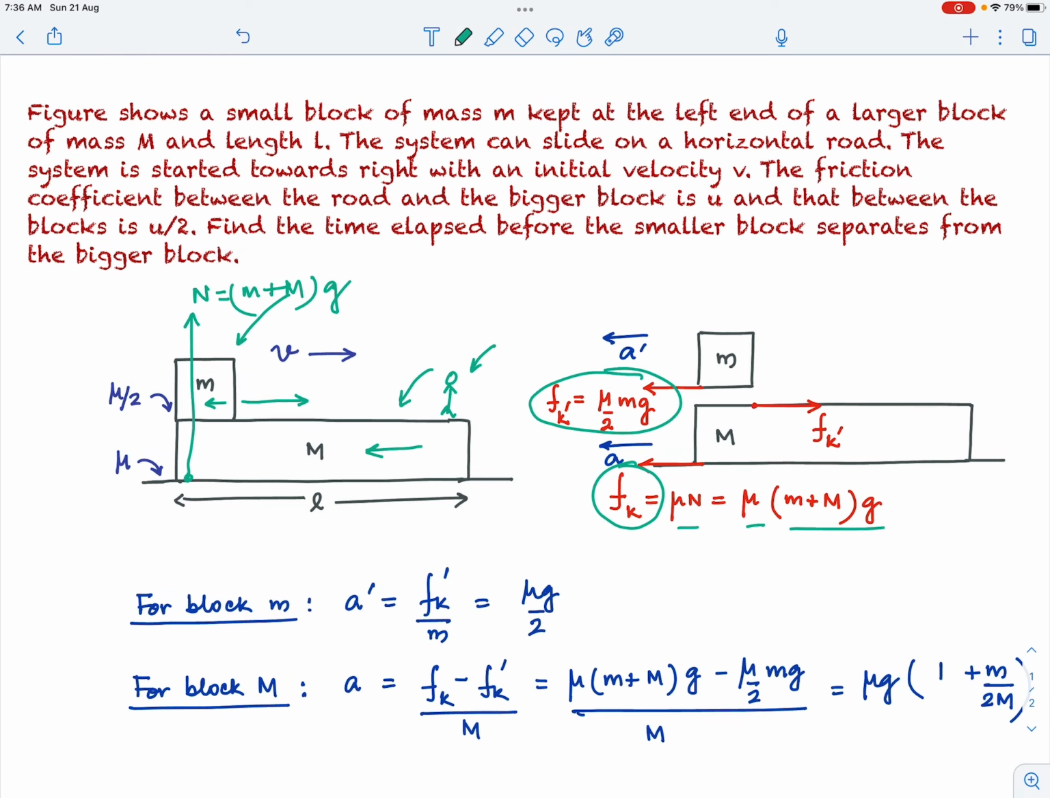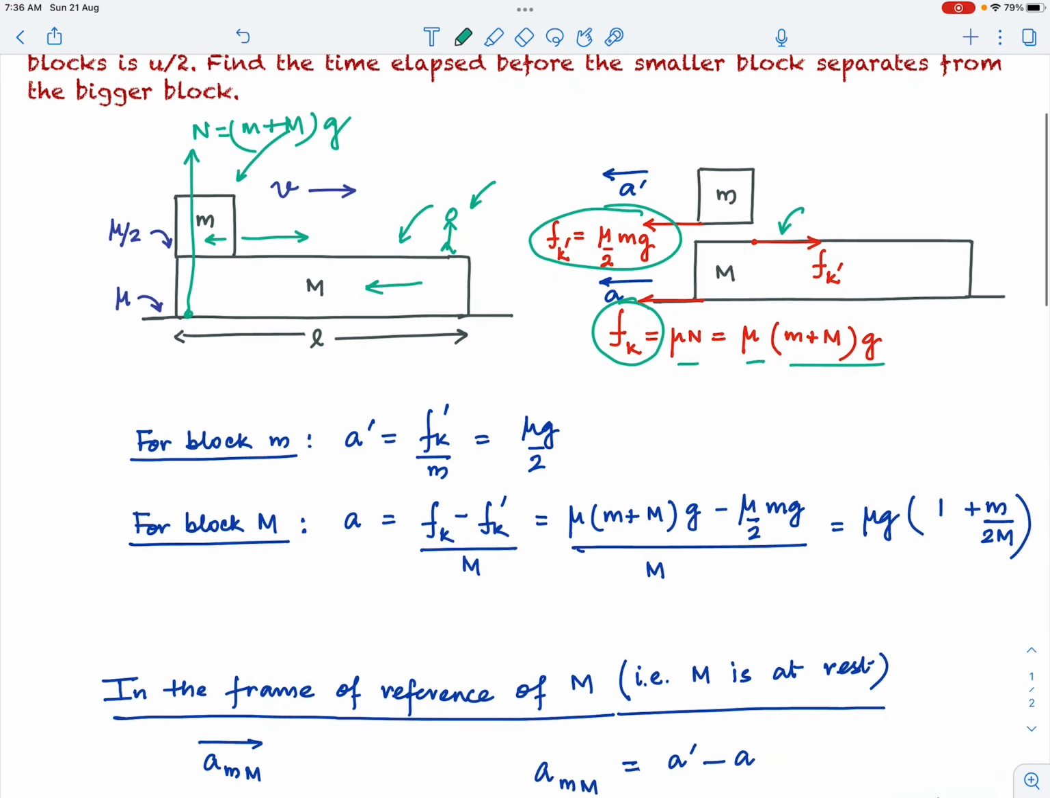So understand that on capital M there is this reaction force also coming from small m, the same kinetic friction that capital M exerts on small m will exert it back on capital M. So once we know both the forces, we can find out their accelerations. For block small m, let's say the acceleration is a dash and it will come out to be mu g by 2. Whereas for capital M, when we try to find out the acceleration, we have to take the net backward force divided by the mass, which comes out to be having this value.